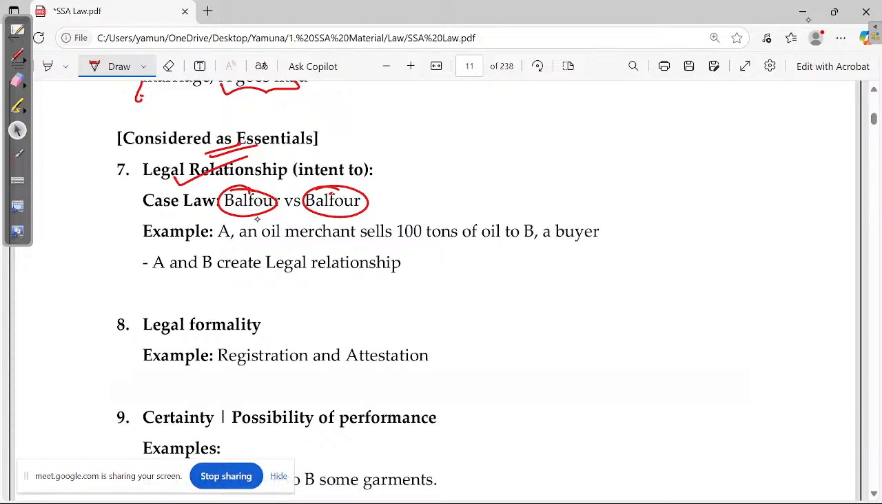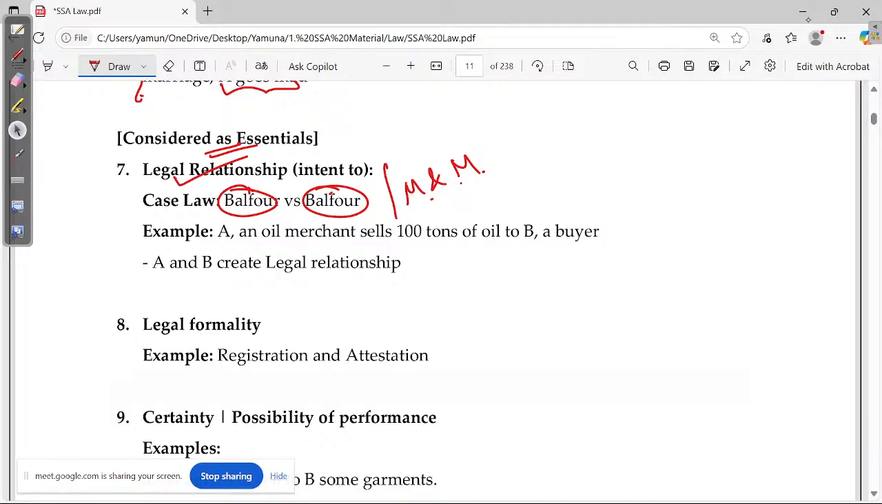Mr. Balfour won, because Mr. Balfour and Mrs. Balfour, the maintenance amount was discussed during the relationship as husband and wife. I asked you to refer to the Merritt versus Merritt case. Any idea? Did you refer? Okay, the Merritt and Merritt case looks like the opposite of the Balfour versus Balfour case.